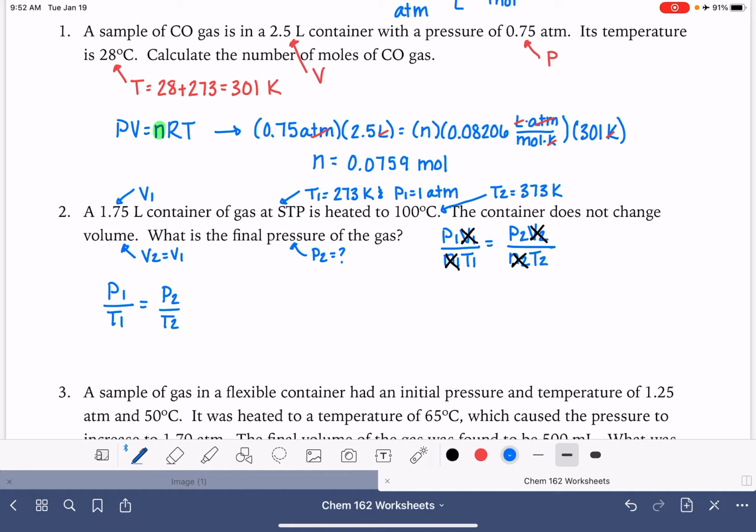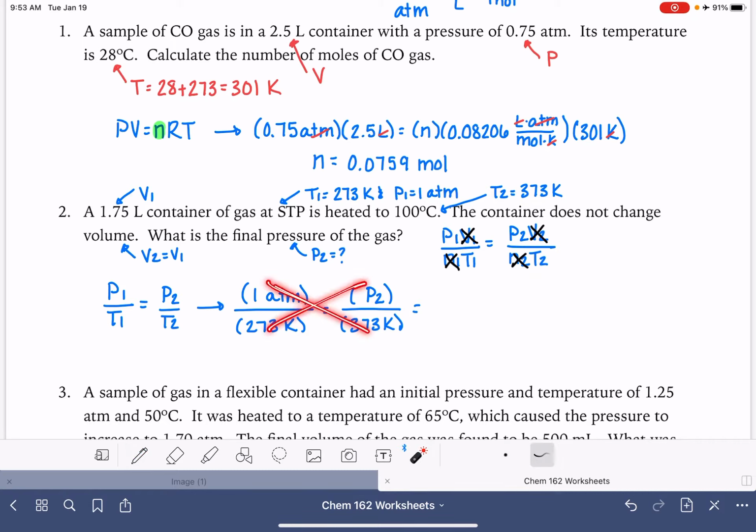And we can go ahead and plug our variables in. P1 is 1 atmosphere. T1 is 273 Kelvin. P2 is our unknown, and T2 is 373 Kelvin. 373 times 1, so I'm using this math relationship right here. 373 times 1 divided by 273 gives us a final pressure of 1.37 atmospheres.